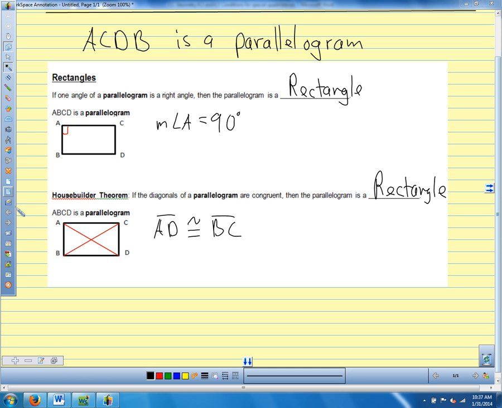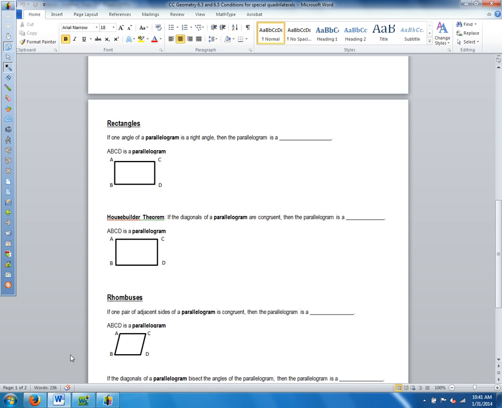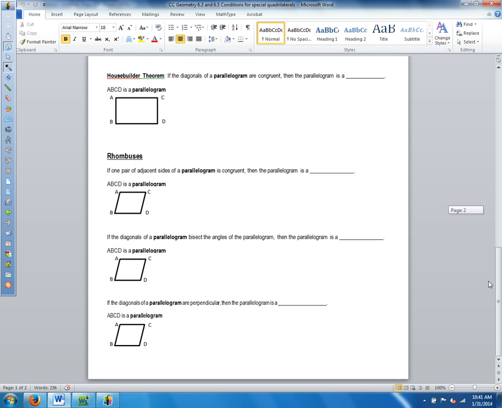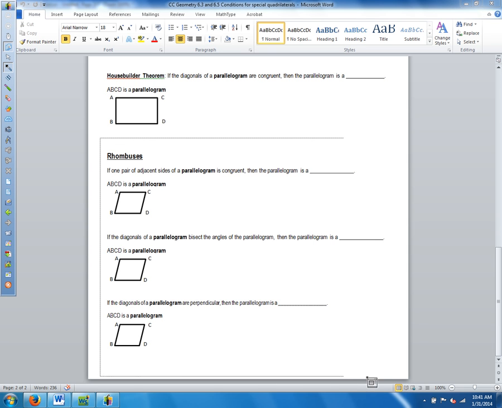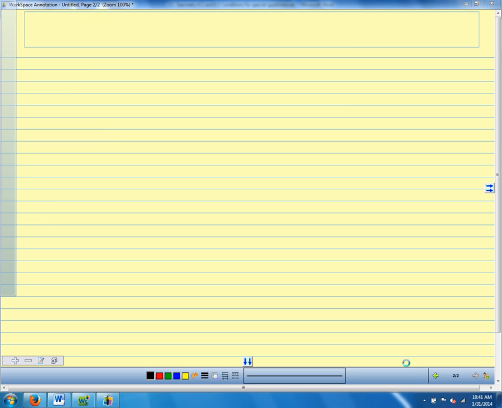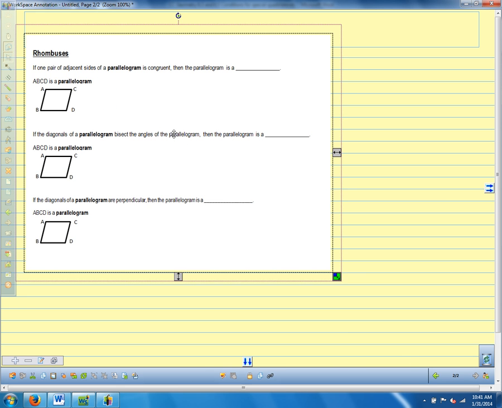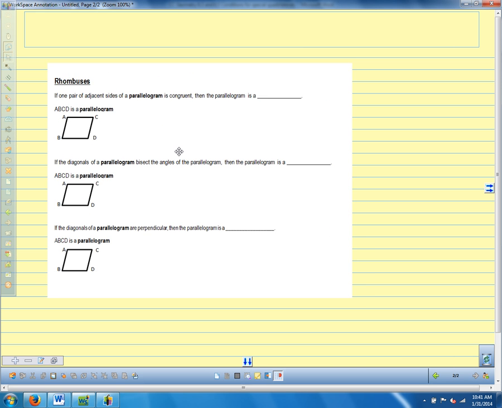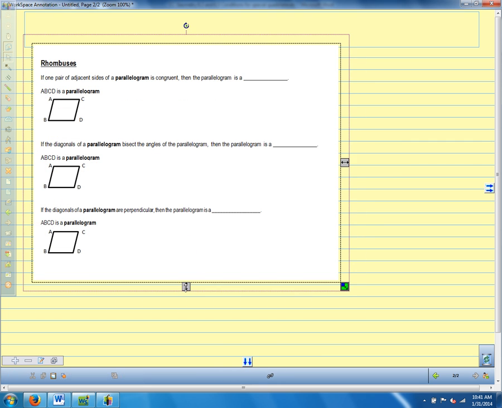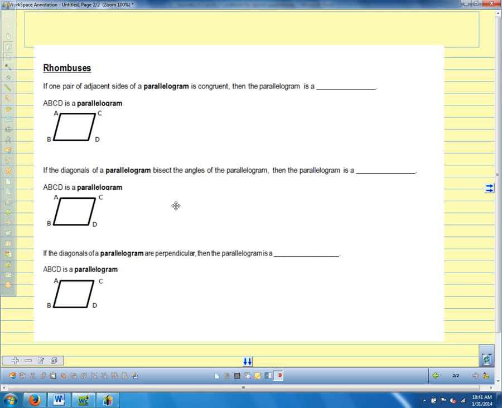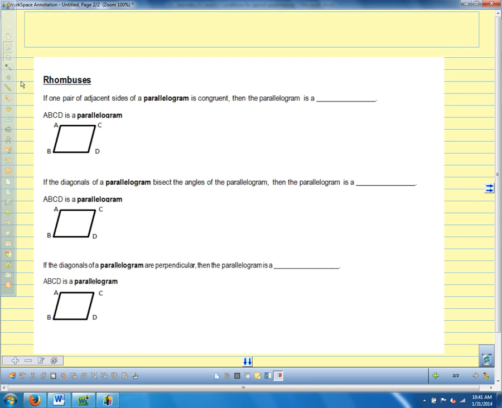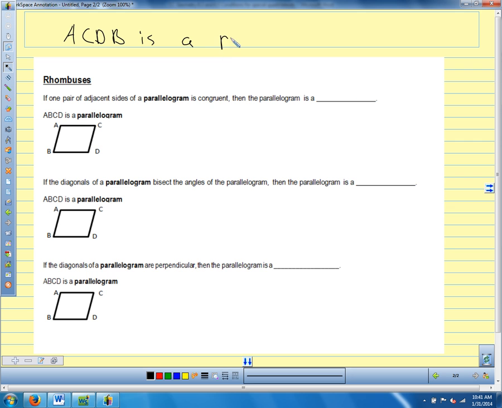All right, let's look at how we know if we have a rhombus. Let me grab these. And again, we're starting out knowing that we have a parallelogram. So we're saying that ACDB is a parallelogram.